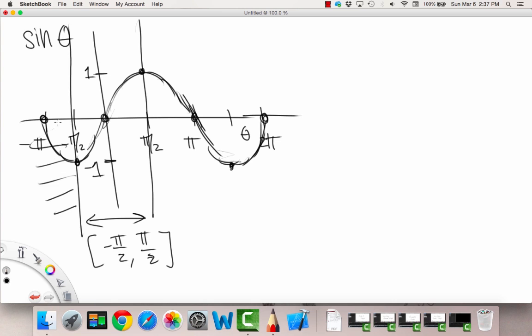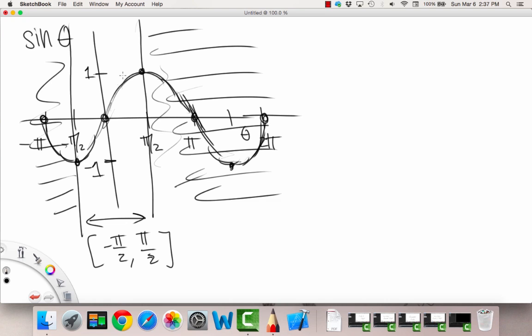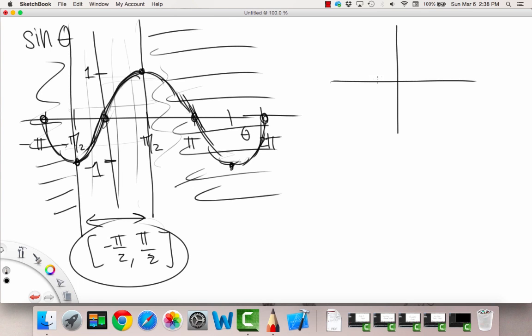If we ignore everything outside of this domain, we have this segment of our graph, and it is one-to-one because it passes the vertical line test and the horizontal line test. That means this section of our sine graph on this domain is invertible, meaning it has an inverse. Let's see a clearer picture of how we're going to find that inverse. Let me draw that one little segment. Here's negative pi over 2, here's pi over 2, and positive 1 up here and negative 1 down here.